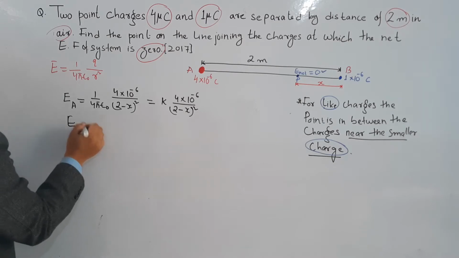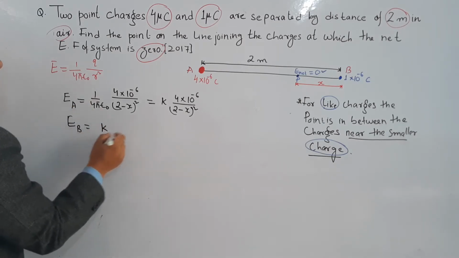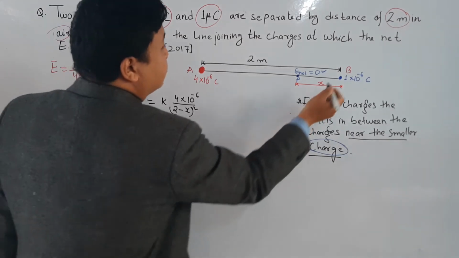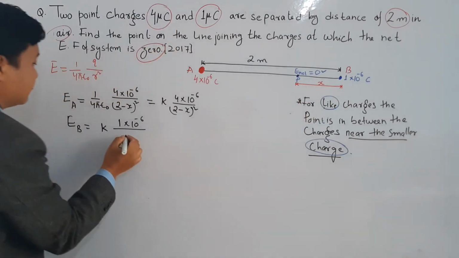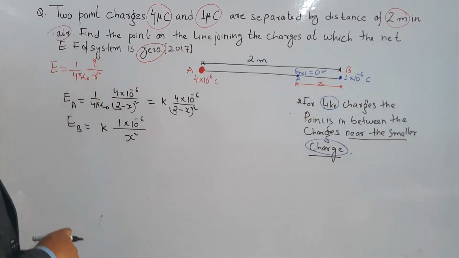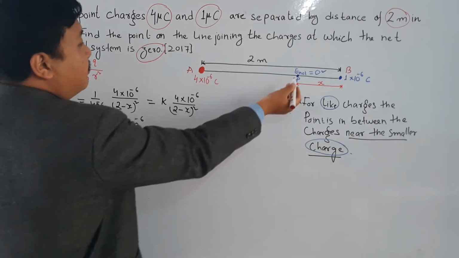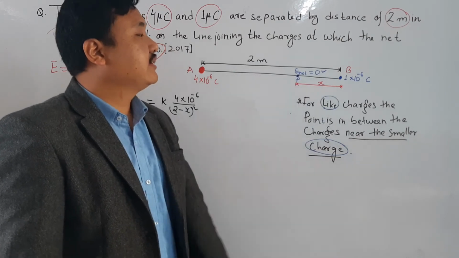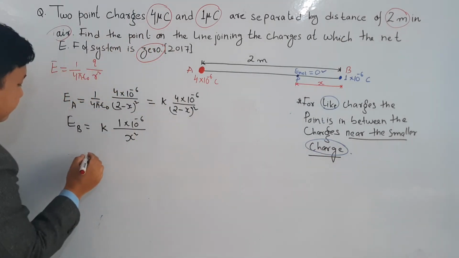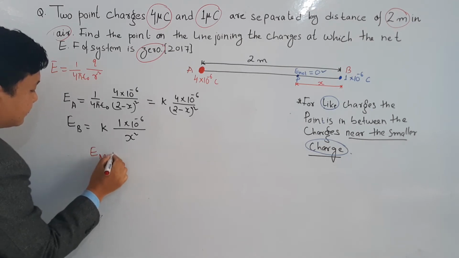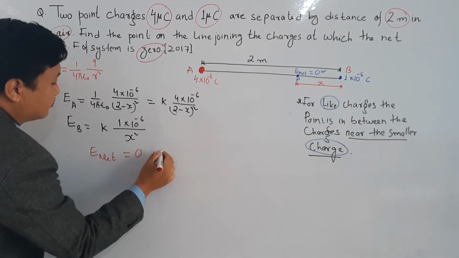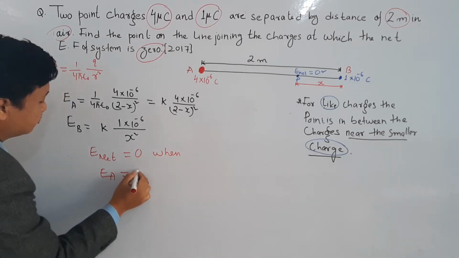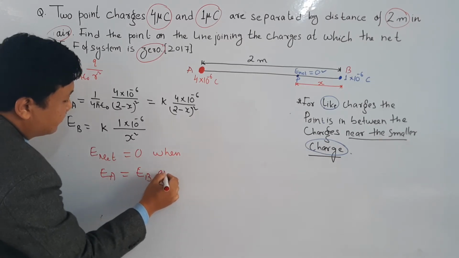So EB will be again 1 by 4 pi epsilon naught, k. How much is the charge? It is 1 into 10 to the power minus 6, and the distance between this charge and this point is x. So x square. Okay, so now at point P, E net equal to 0. Okay, E net is equal to 0 when this EA is equal to EB and opposite.